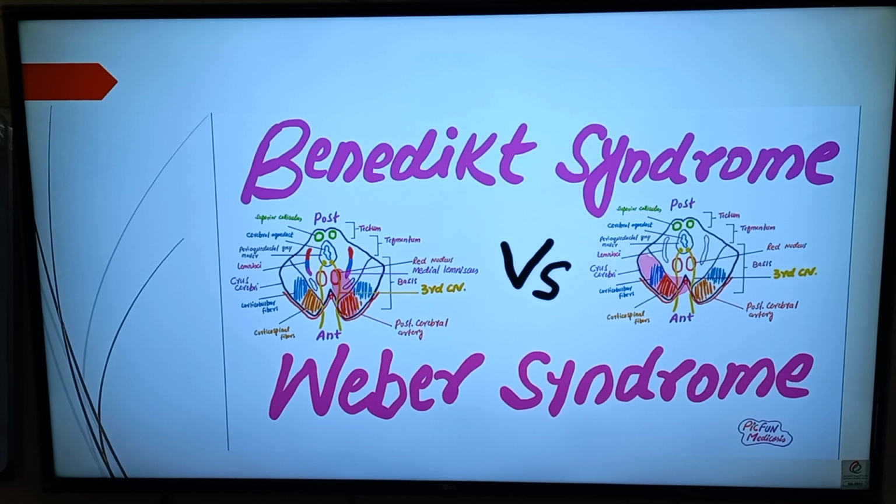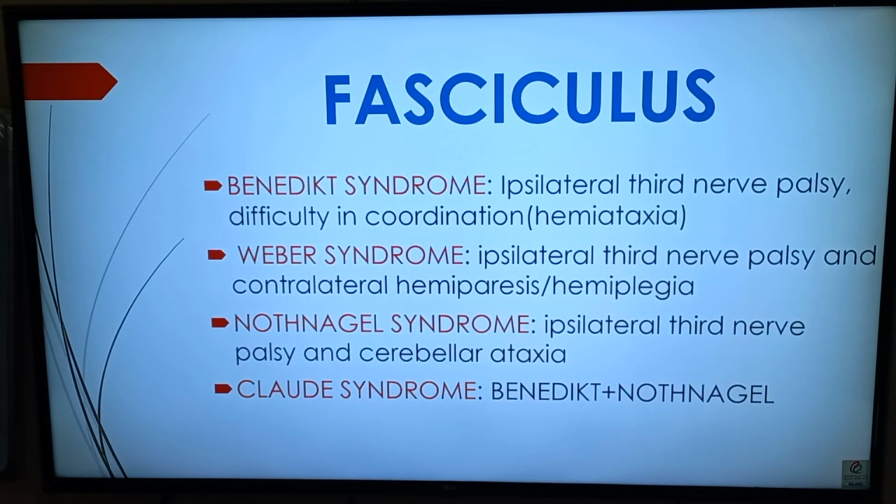The motor part is involved, but in Weber syndrome, we can see that most of the motor part is involved. So that is the distinguishing feature between Benedict and Weber syndrome. In Benedict syndrome, there is going to be hemiataxia, meaning there is going to be difficulty in coordination due to involvement of the red nucleus. However, in Weber, there is going to be hemiparesis and motor involvement is going to be more than Benedict. Ipsilateral third nerve palsy will be present in both.